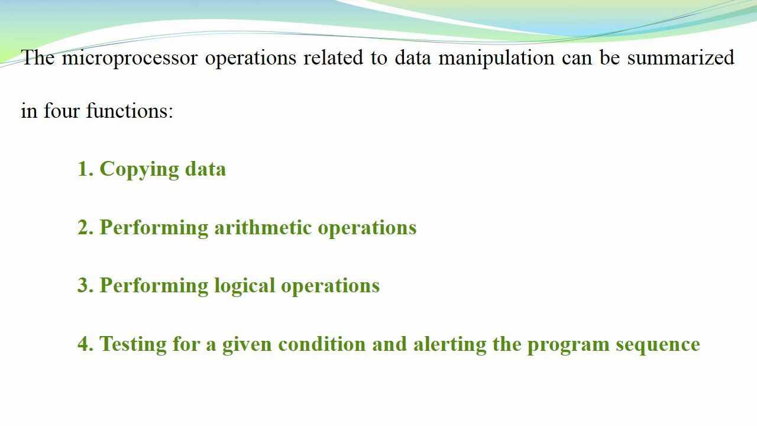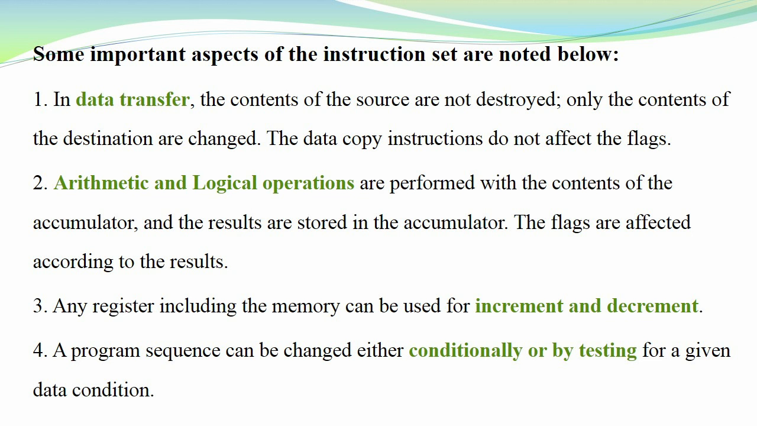The microprocessor operations related to data manipulation can be summarized in 4 functions. The functions are copying data, performing arithmetic operation, performing logical operations, testing for a given condition, and altering the program sequence. Some important aspects of the instruction sets are: in data transfer, the content of the source are not destroyed, only the content of the destinations are changed.